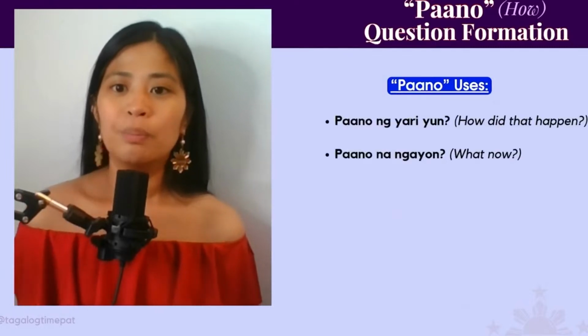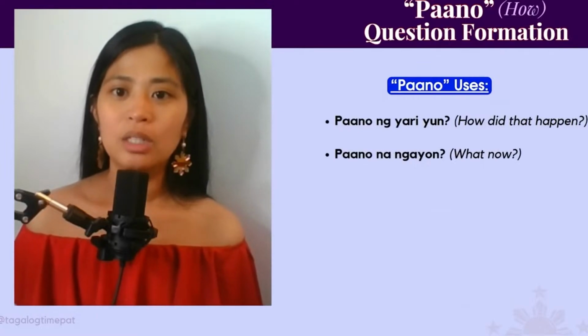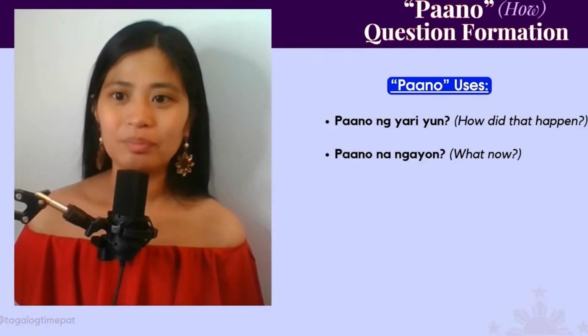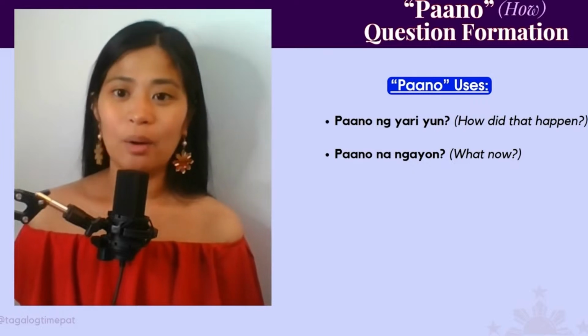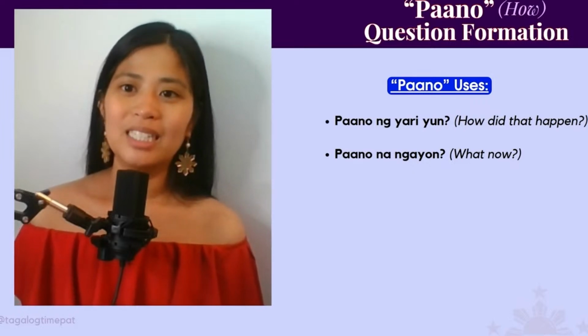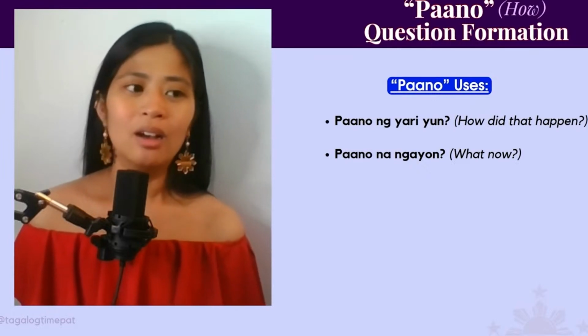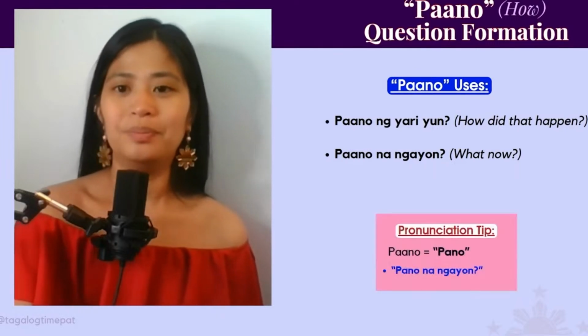Now, here are just some other paano uses. So, paano nangyari yun? How did that happen? Yari means happen. And then yun means that. Paano nangyari yun? How did that happen? Or paano na ngayon? What now? Ngayon means now. So technically this is like, how now? It's a rhetorical question when something goes wrong. Like, oh no, I lost my job. Paano na ngayon? What now? What am I going to do now?